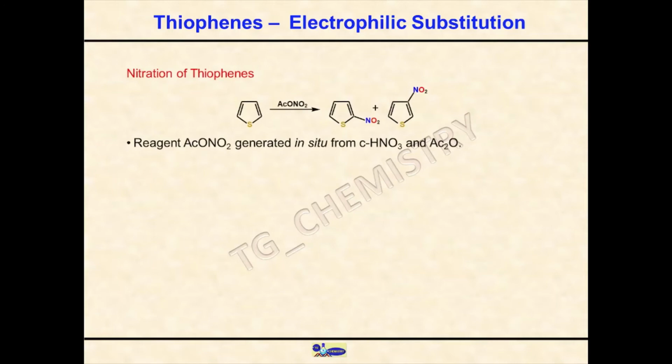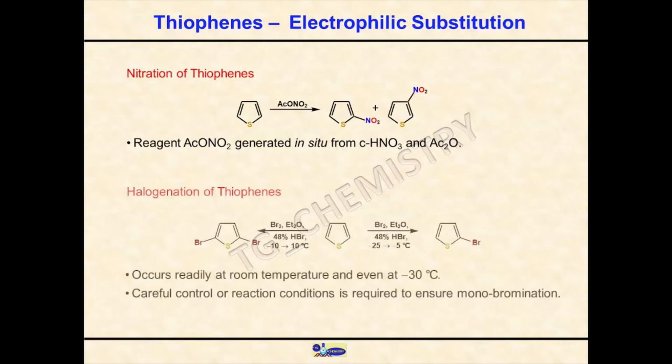Nitration of thiophenes. Thiophene can be nitrated by means of acetyl nitrate, and we can have 2-nitrothiophene and 3-nitrothiophene as the products. Now halogenation of thiophenes is a very critical reaction, and it is very significant for several synthetic approaches in order to have 2-bromothiophenes and 2,5-dibromothiophenes.